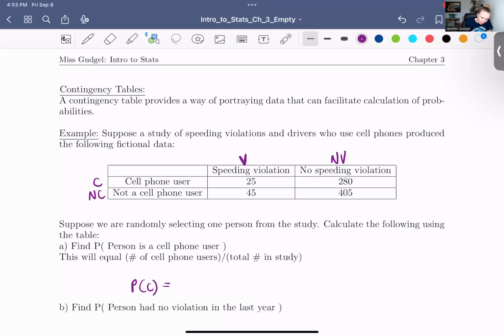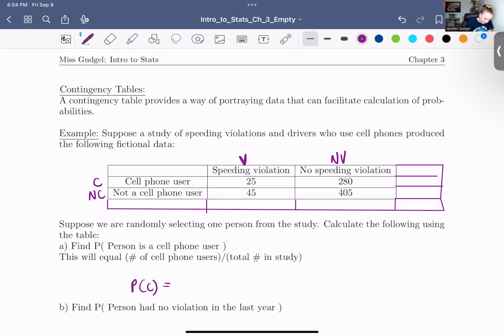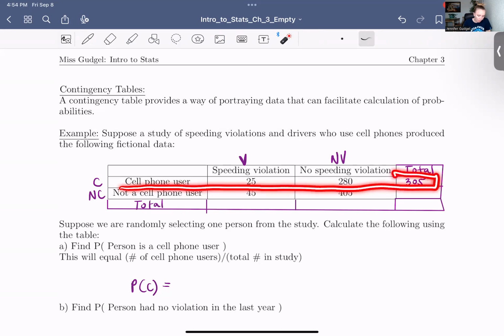So when you have a contingency table, it's really good to just add a column for the total, as well as another row for the total. It's not going to be the most pretty, but we're going to just draw onto our contingency tables, and this will be given to you. Sometimes it wasn't here, so we have to create it. So we would say 25 plus 280, and that's going to equal 305. That's the number of cell phone users. If I go across, that's the total number of cell phone users.